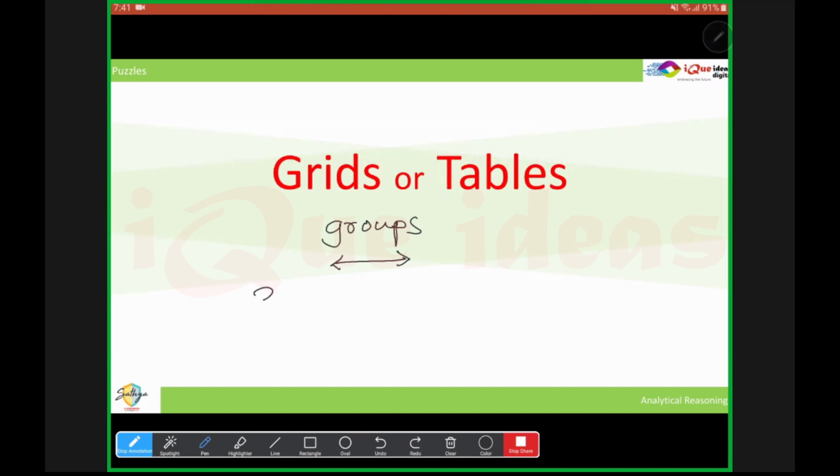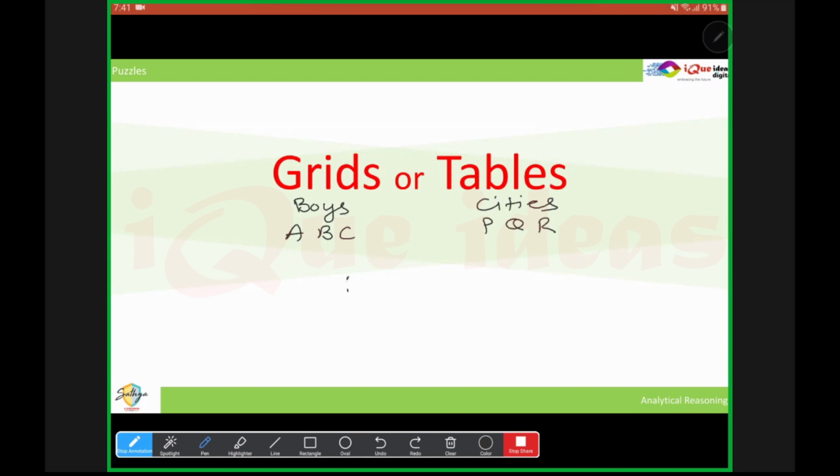For example, if I know that there are three boys who stay in three different cities, then I can create a simple 3x3 table to identify the connection between them. So let us say that I have got three boys, A, B, and C, and they belong to three different cities. Let us say P, Q, and R.